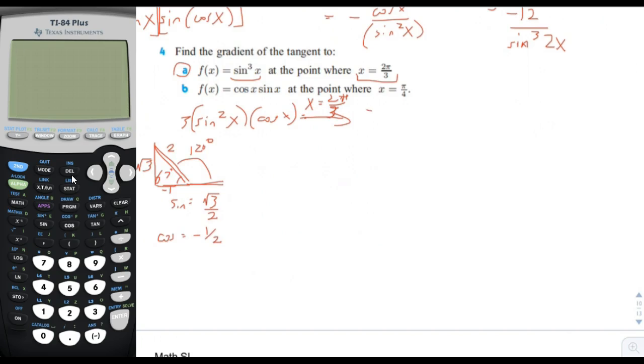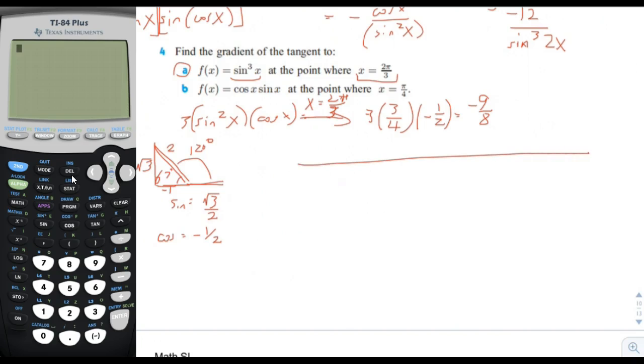So now let's substitute in. We're going to have 3 times sine squared, which would be square root of 3 squared, which would be 3 on top, and then 2 squared, which would be 4 on bottom, multiply times the cosine, which is negative 1/2. So that would be 3 times 3 is 9 on top, and 4 times 2 is 8 on the bottom. Negative 9/8. Okay? Now how about b?